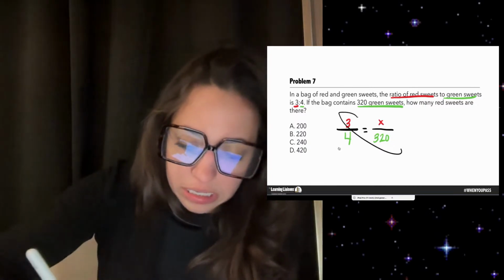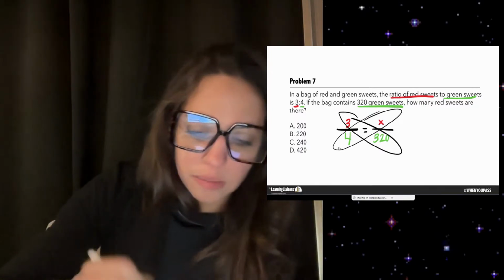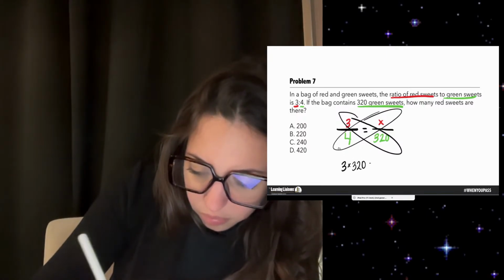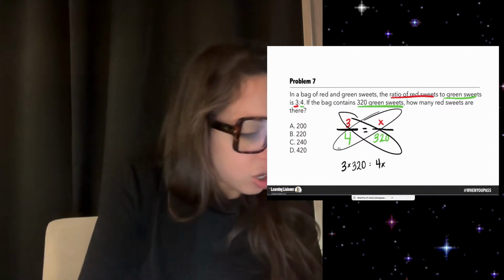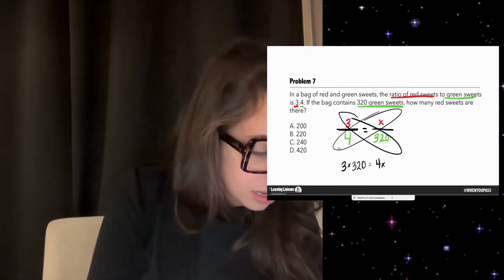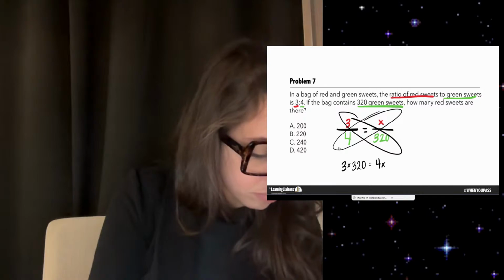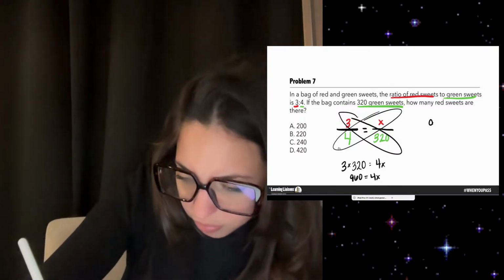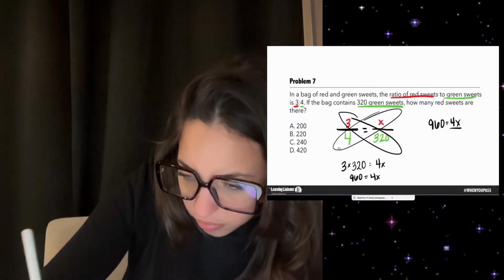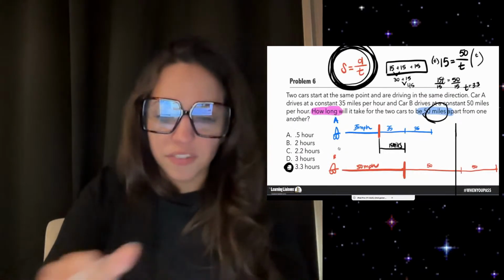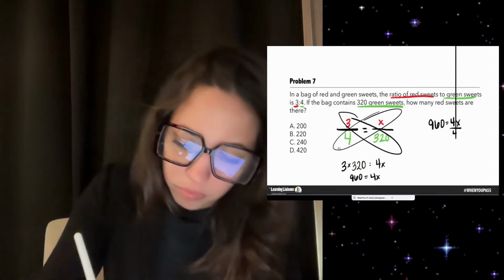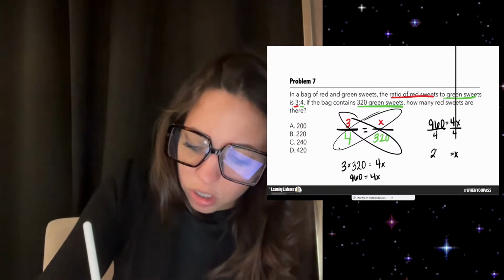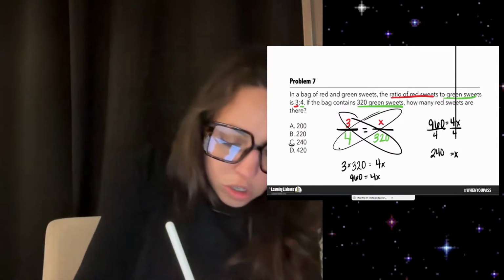So I can do 3 times 320 equals 4 times x. So 3 times 320 is 960. Divide both sides by 4. X equals 240. So there are 240 red sweets.